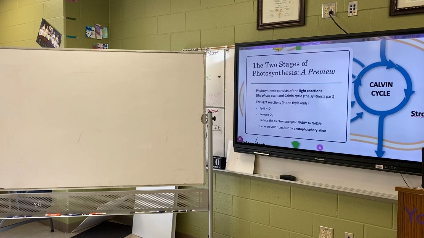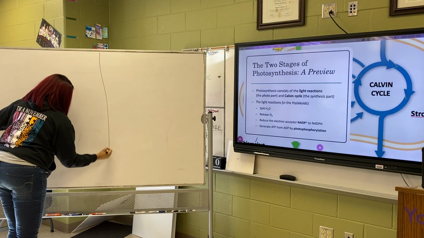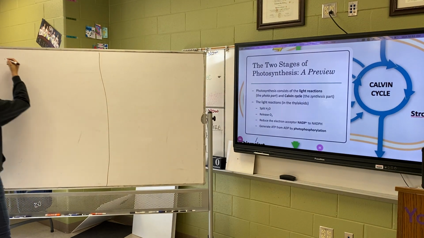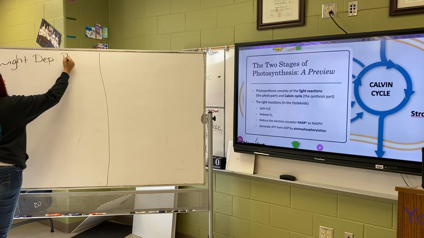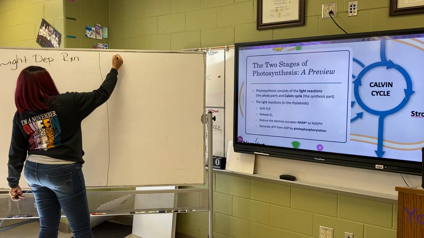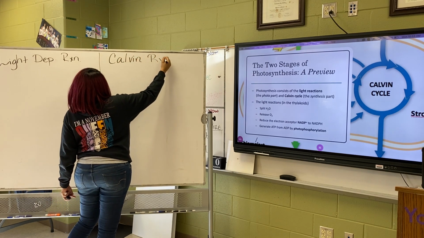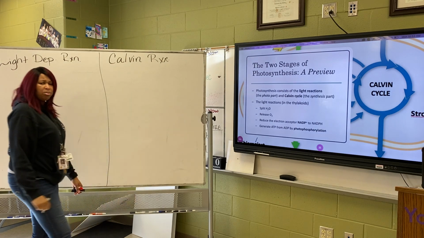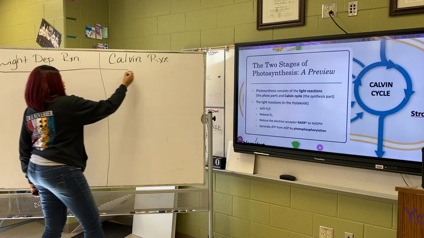All right, so there's two stages of photosynthesis, okay? The two stages of photosynthesis are the LDR, which I've mentioned several times already, or the light dependent reaction. And then there's the Kelvin cycle, which is also known as a light independent reaction. Some people actually call it a dark reaction. I don't prefer that term, but if you do hear that, then you'll know what's going on.